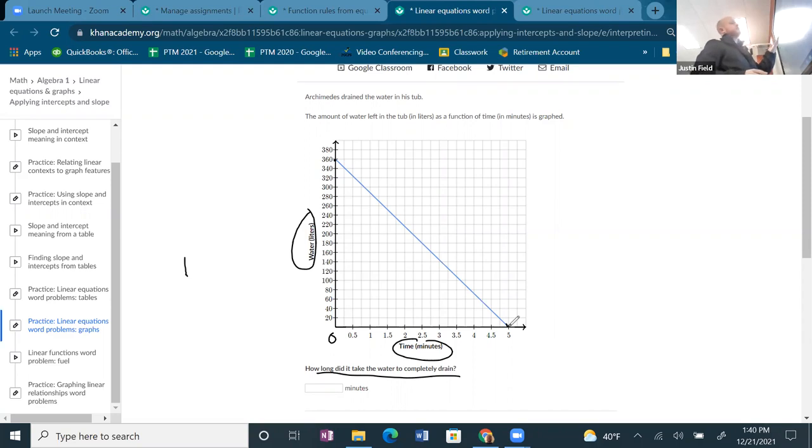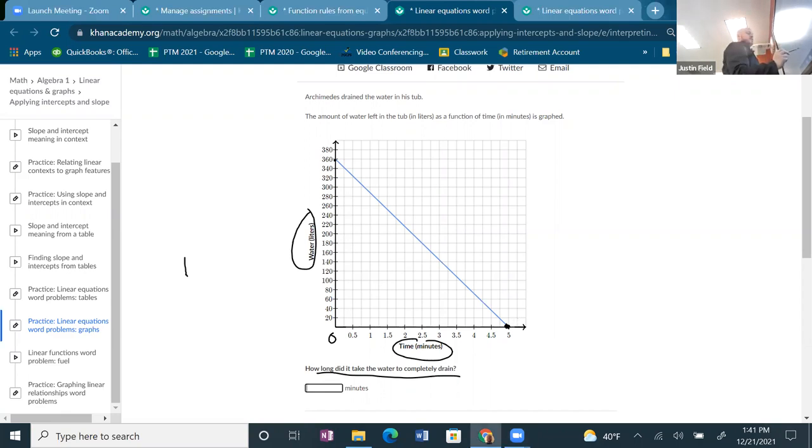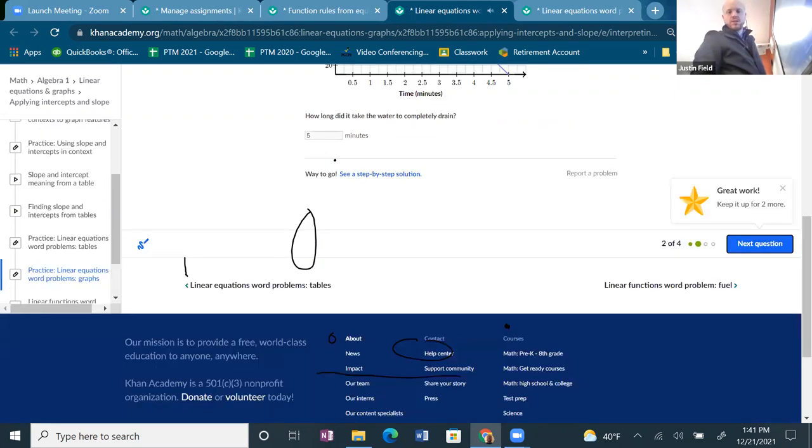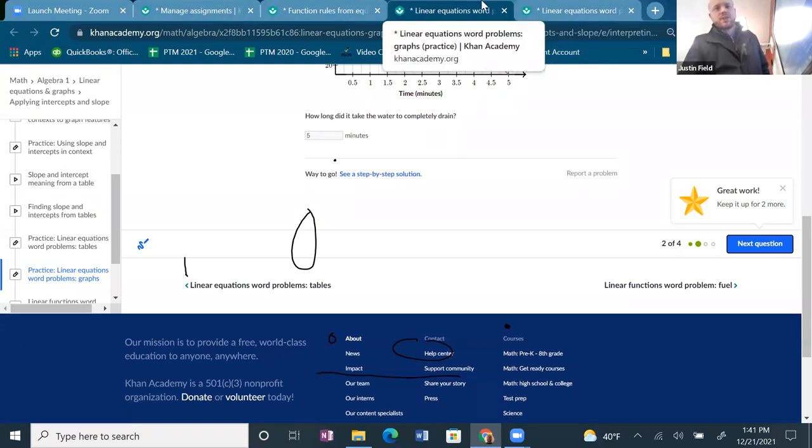Oh, there's a tub and it's draining. So how long did it take the water to completely drain? Well, we kind of know that already, don't we? At 5 minutes, there's 0 liters left. There were no calculations to do there, just understanding the graph. So look at the units, understand the situation as much as you can from the graph, read the situation itself, and then see, are they asking you for the slope, the y-intercept, the x-intercept, or something else? And the more practice problems you do, the more you'll build your understanding of that.